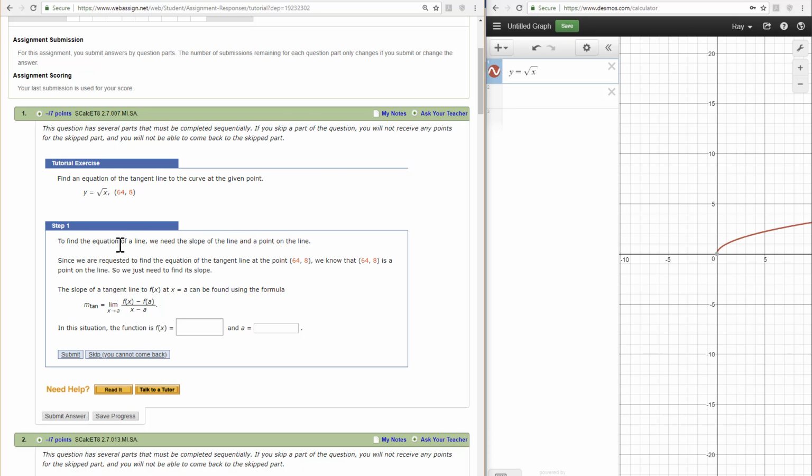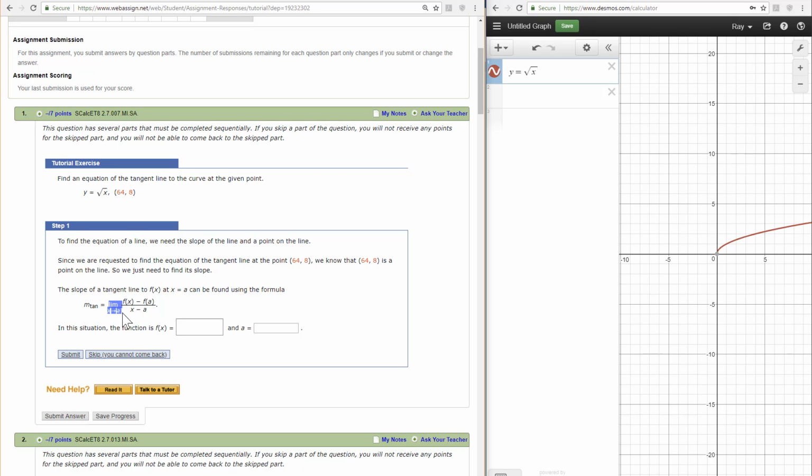So step 1, to find the equation we need to find the slope at that point, and for the slope, as of now, we're taking the limits of the secant lines. So we want a slope at (64, 8). We know that (64, 8) is a point on the line, so we just need to find the slope. And the slope is going to be given by the slope of the tangent line. So m is our variable for the slope.